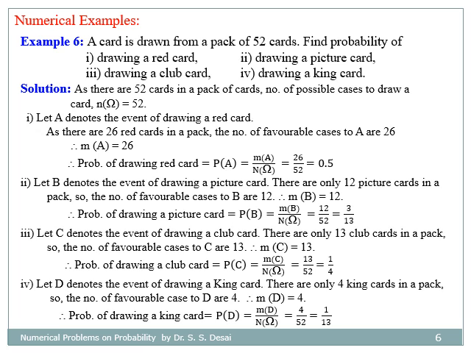For the third part, let C denote the event of drawing a club card. As there are only 13 club cards in a pack, the number of favorable cases here is 13, and therefore the probability of drawing a club card, P(C), is equal to the number of favorable cases to C divided by the number of possible cases, 13 divided by 52, that is 1 by 4.